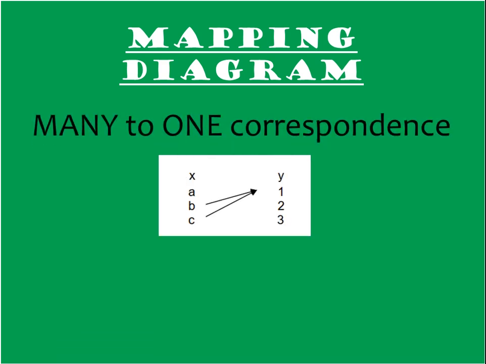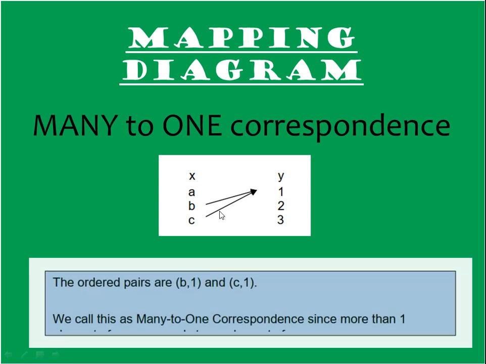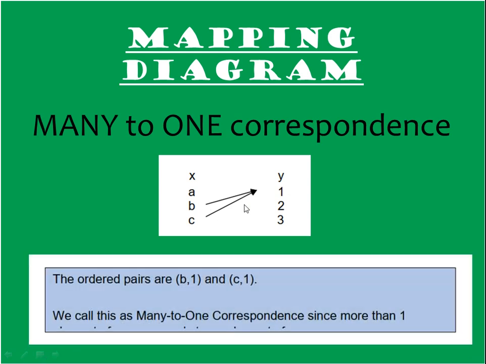Okay, for the last correspondence, we have here many-to-one. So, many, sabihin, maraming elements kay X, pero sa isang element lang siya kay Y related. So, you can see, B and C, dalawa, para sa isa. So, dalawa yung arrows natin dito. So, dalawa yung ordered pairs natin. B1 and C1. So, we call this many-to-one correspondence kasi maraming elements kay X para sa nag-iisang element lang ni Y.